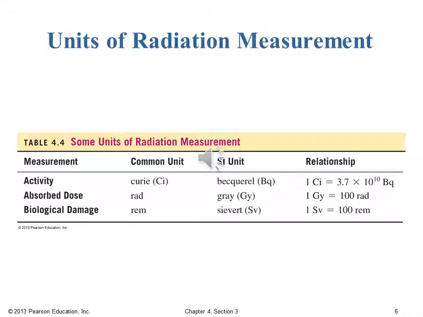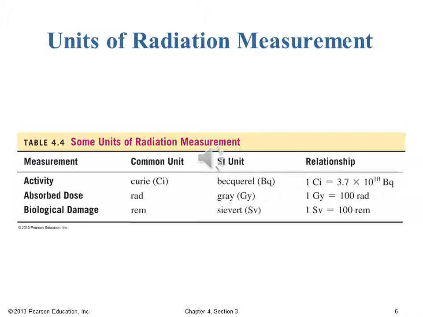So here's table 4.4 to summarize those units of radiation measurement. Measuring the activity, the number of disintegrations per unit time, we have the common unit of the Curie, the technical SI unit, the becquerel, and the relationship there is 1 Curie is equal to 3.7 times 10 to the 10th becquerels. For absorbed dose, if we're looking at a particular tissue that's been subject to radioactive decay processes, the common unit is the rad, the SI unit officially is the gray, and the relationship is that 1 gray is equal to 100 rads.